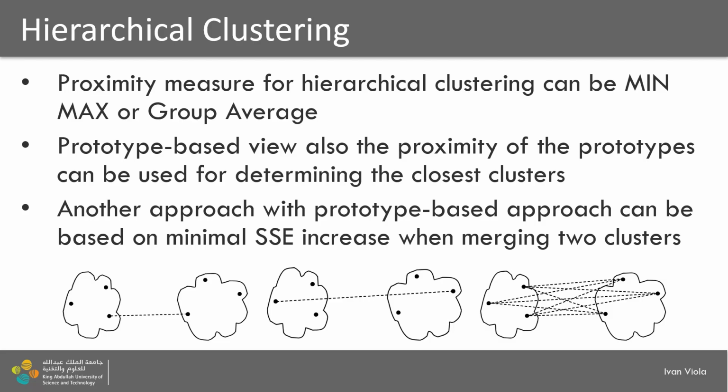So we can use as a proximity measure in the hierarchical clustering various schemes, like for example min or max or group average. Let's have a look at what that means. The min would mean that we are looking for 2 points from the clusters which are closest to each other, and that would express the distance of 2 clusters.